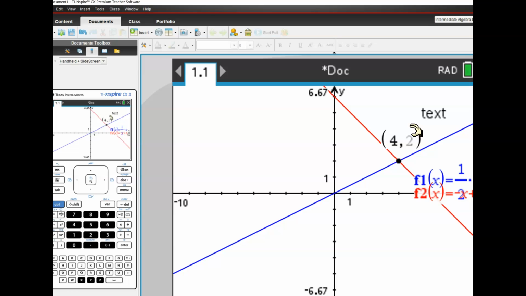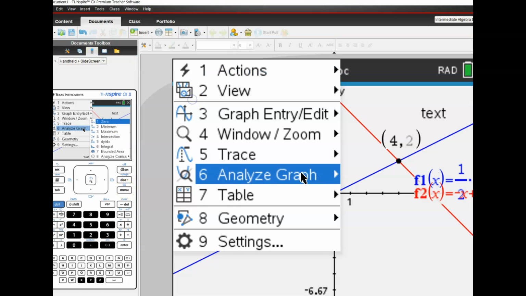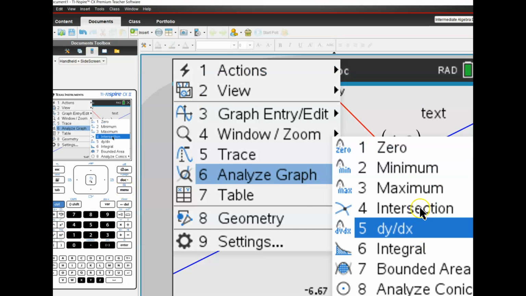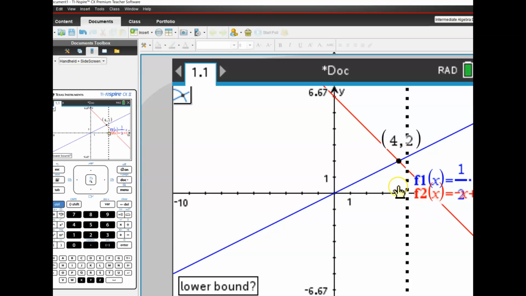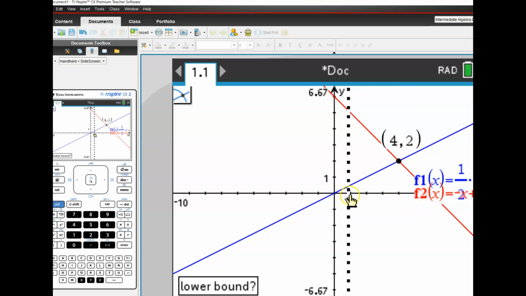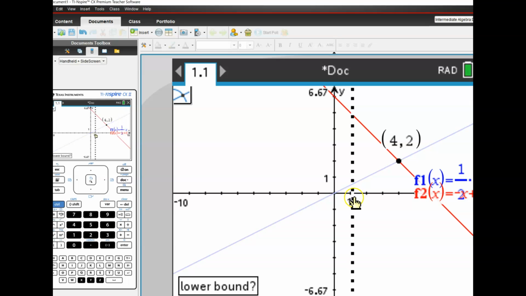Press anywhere and then drag to it. Cool. I'm going to go back and do it again. So I click menu, analyze graph, intersection. Notice it says lower bound. Do you see where it says lower bound on the left side? So I have to scroll over, and then you click this middle button right here. You use this to scroll over, and you click where it has lower.